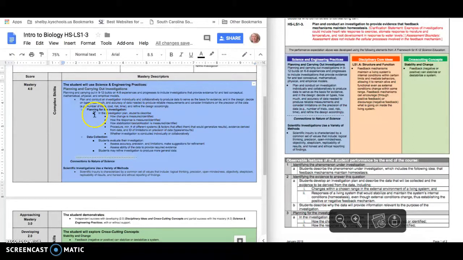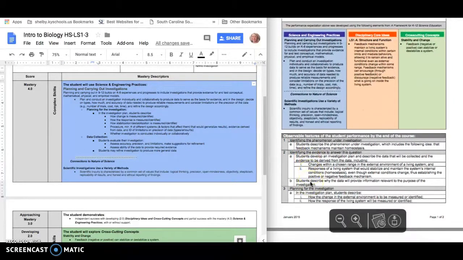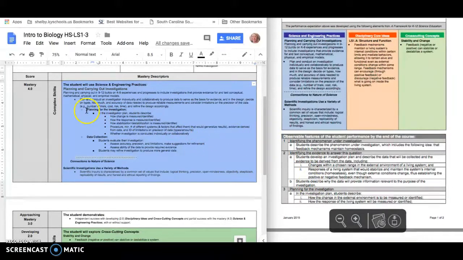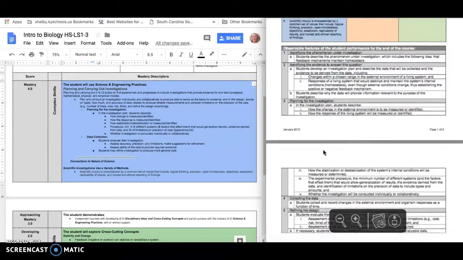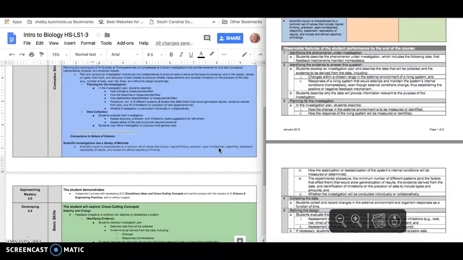I think that it makes sense to me to see the language of the three strands here. I think it makes sense to see the language of the strand and then the language of the evidence statements in here broken down, but done so in a way that it's bulleted and easy for the eye to follow. The way that it's written over here, to me it's a lot. So anyway, that's the way I see it.